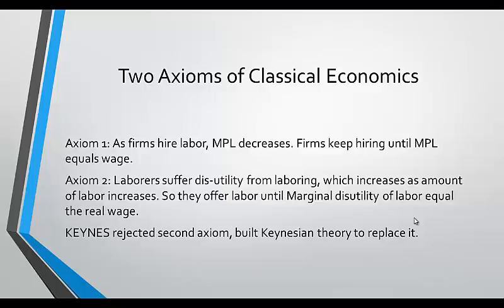So Keynes says, and this is from the book, that there are 2 axioms of classical economics. One is that the marginal productivity of labor decreases as you increase hiring, and so you keep hiring until the marginal product of labor equals the wage. So he says, I accept this axiom. But the second axiom, which is that the laborers set their marginal disutility of labor equal to the real wage, this is wrong. And this is actually almost obvious, that this is not true. This is a false description of why people labor.